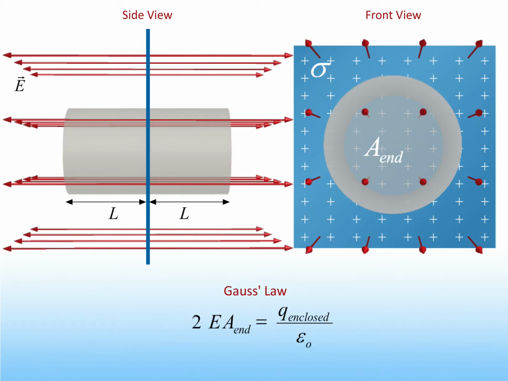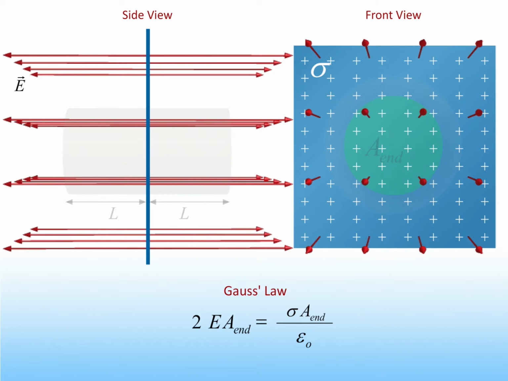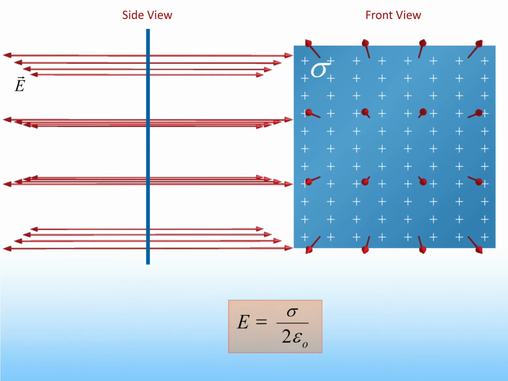For the right-hand side of Gauss's law, we need to determine the charge enclosed by our cylinder. The intersection of the plane with our cylinder is just a circle of area A. Consequently, the total charge enclosed is just the surface charge density sigma times the area A. Putting this all together, we obtain the final result, that the magnitude of the field produced by an infinite sheet of charge with uniform surface charge density sigma is just equal to sigma over 2 epsilon naught.